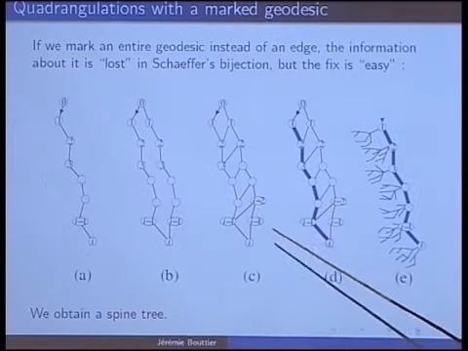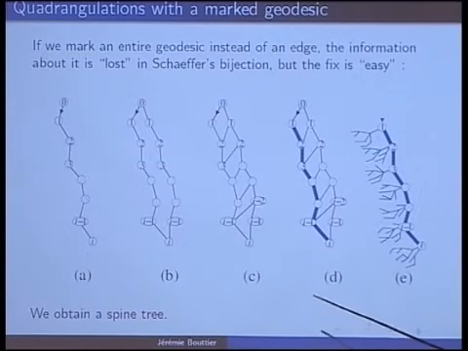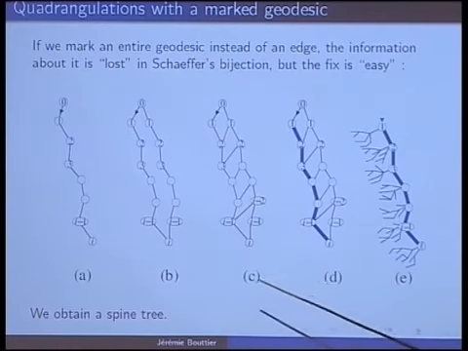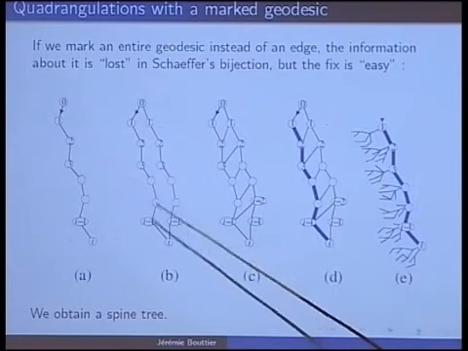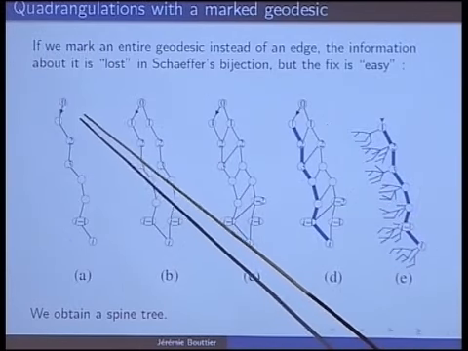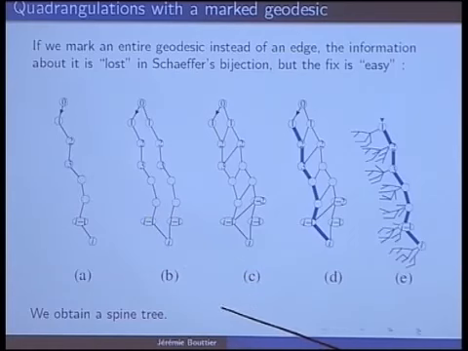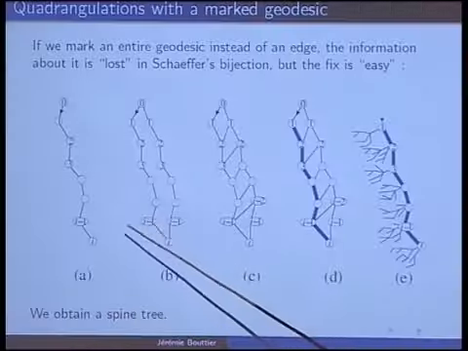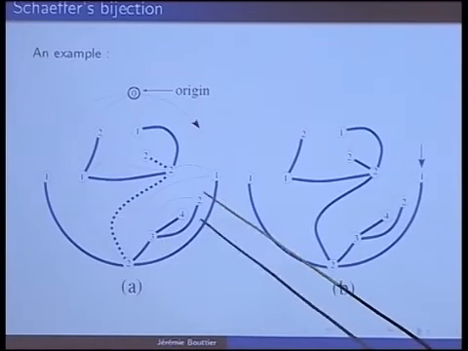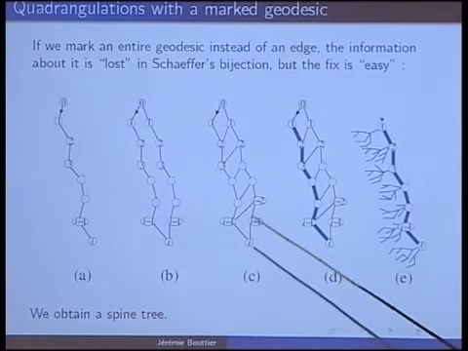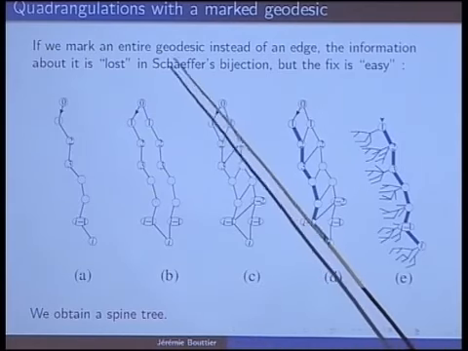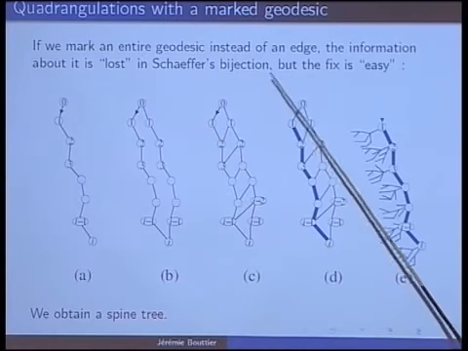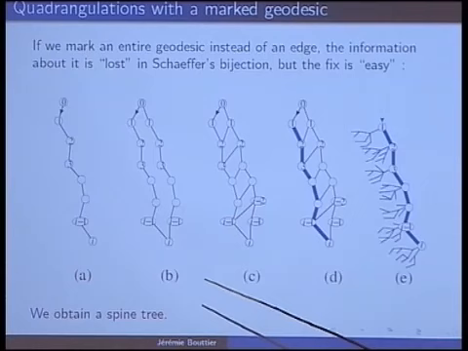So here I want to consider the question of quadrangulations with a marked geodesic. You could of course take a quadrangulation that has a geodesic somewhere and apply Schaeffer's bijection. But then the problem is that you lose the information about that geodesic, because it can be cut into parts, and the information is diluted in the tree. So there is just a simple trick. It's easy once you have found it. It shows how to retain the information about the marked geodesic in the bijection.